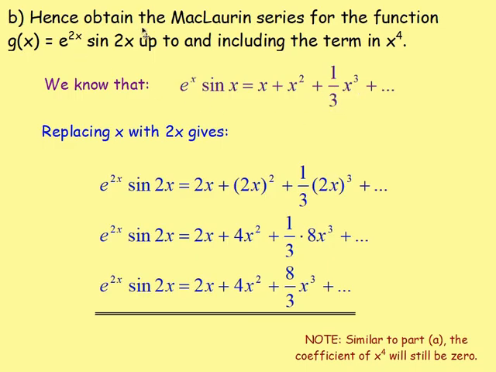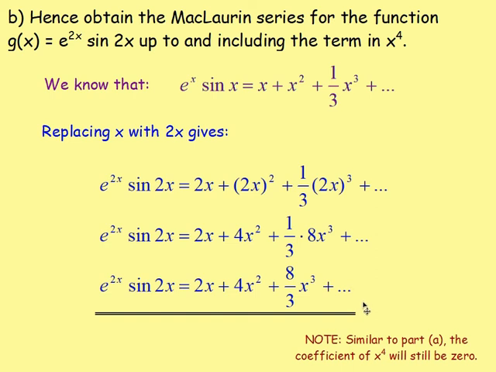Really what you're doing though is for function g, you're replacing the x here with 2x. Again, instead of sine x, you're replacing x with 2x. So all you have to do is, because on the left hand side you're replacing x with 2x, on the right hand side you would do that as well. So instead of x, you've got 2x. Instead of x squared, you've got 2x all squared. And the same here. Multiply the brackets, simplify it, and that's what you would get.